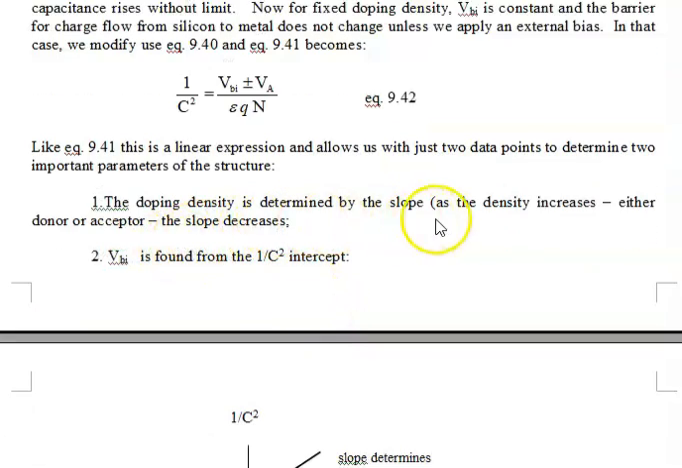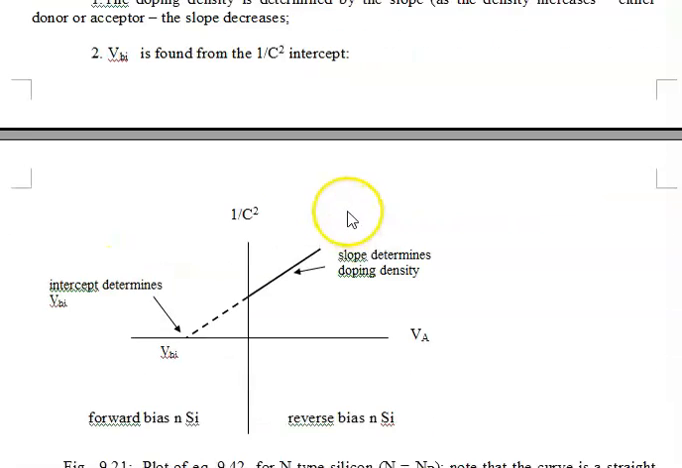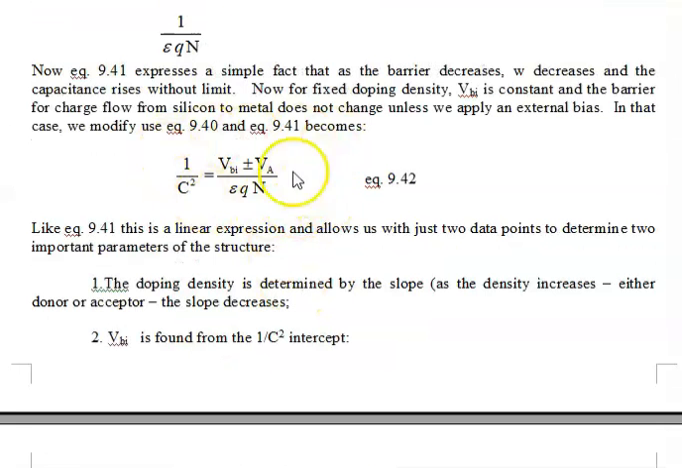So the doping density is determined by the slope, and VBI is found where the intercept, where VA, which we measure, is equal to VBI, and that's right here. Notice that the slope is positive. Everything here is positive.